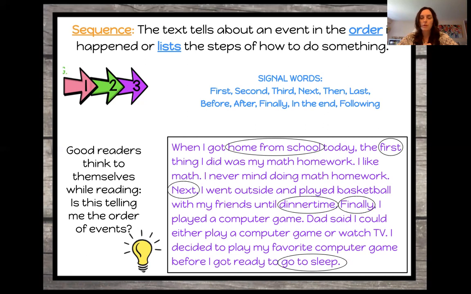Also, for a sequence text, if you are reading a nonfiction text that has a series of dates, that's different from the text that we just looked at where it gave one date. But if you have a series of dates that start within a 1 year time period and you look at it and it starts in the beginning of the year and then it ends in the end of the year, that's also an example of a sequence text.